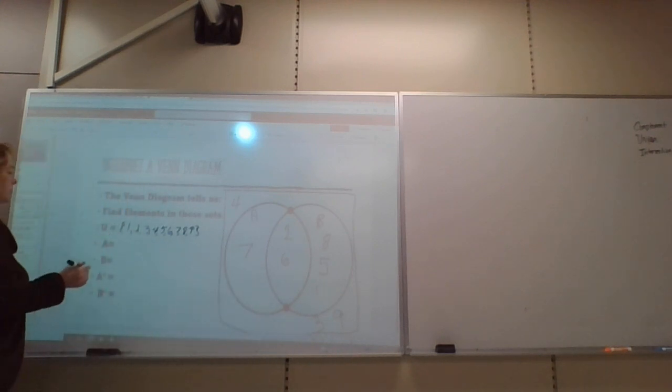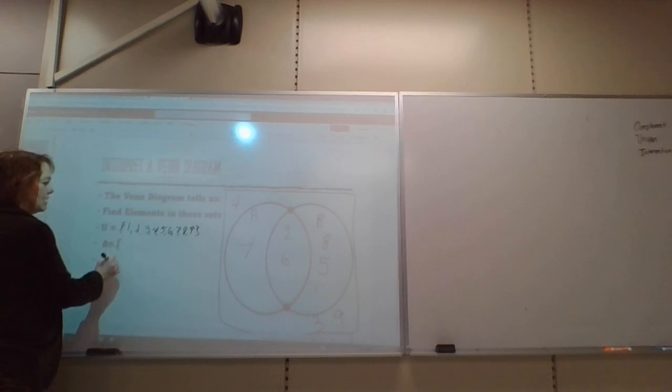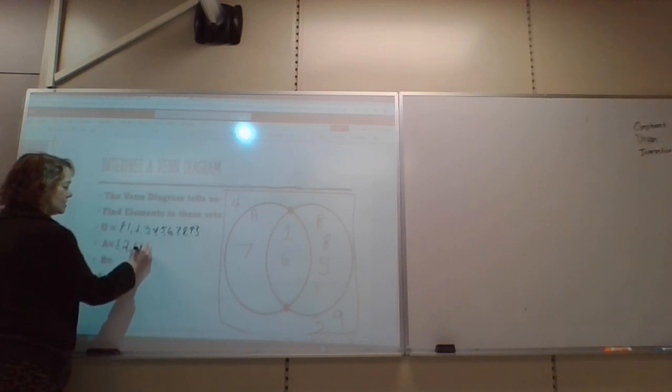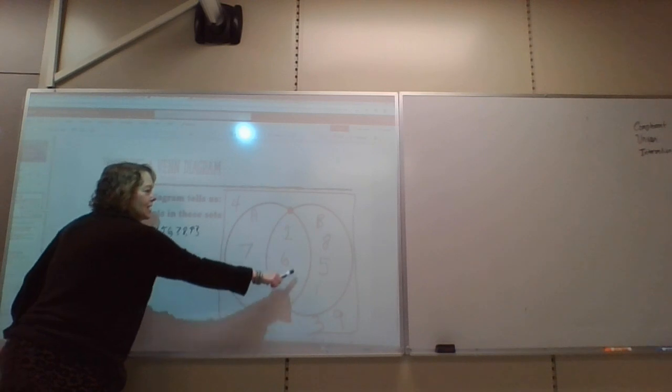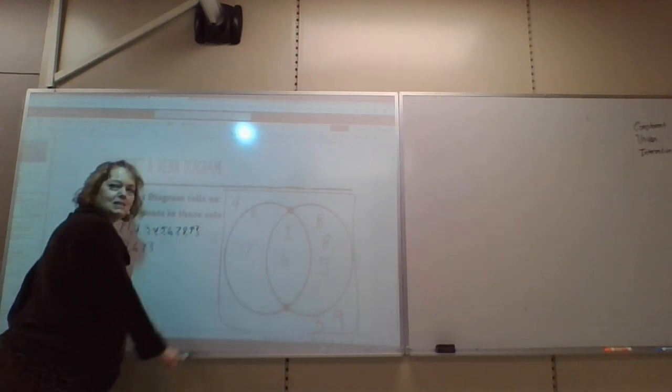Looking at A, what is in A? Put them in order: 2, 6, and 7. All right. You see that? This is A. And if you see it, I see it, put it in blue.